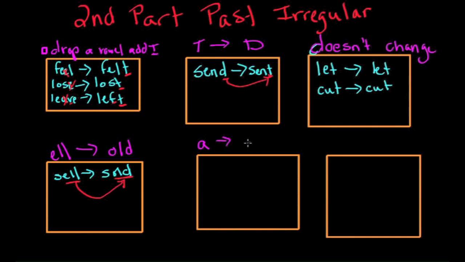Next one is A changes to double O. Let me give you an example of that. Take changes to took. Here the A changes to the double O. Take to took. And our final category out of the 12 categories is the double O changes to a single O.